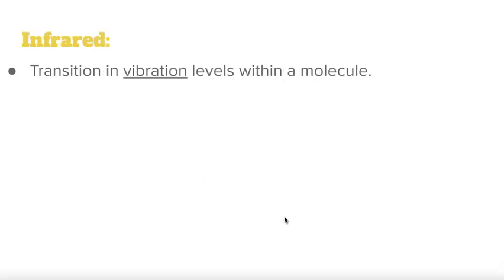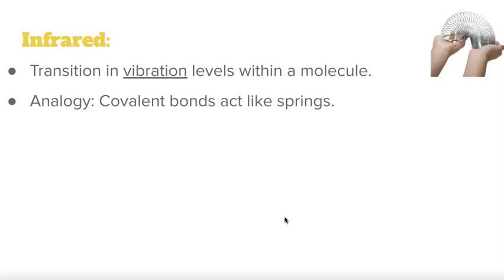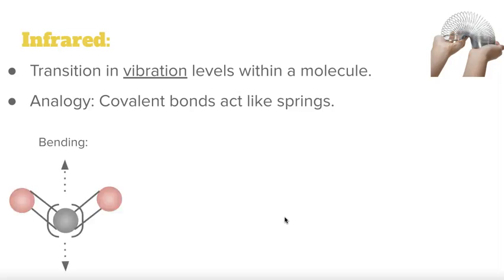There's also infrared. Infra meaning below, and the red visible spectrum. This affects the vibrational levels, or the vibrational energies, of a molecule. And a very common analogy to explain this is to think of covalent bonds as if they were springs, kind of like a slinky. When a molecule has any covalent bond, whether that be a single, double, or triple, there are some movements that you're going to see within this type of energy vibration.